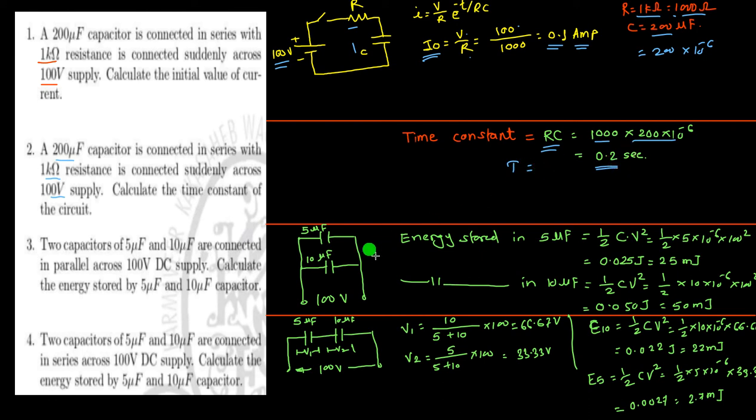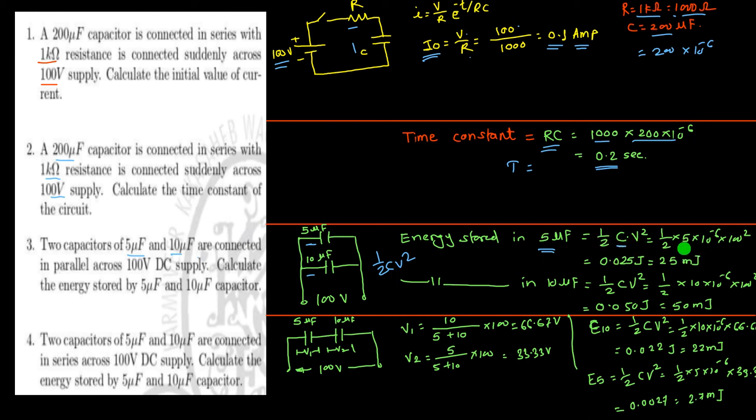When two capacitors of 5 microfarad and 10 microfarad are connected in parallel across the 100 volt supply, calculate the energy stored by each. Okay, so the voltage applied is the same, and we know that the energy stored formula is 1/2 CV square. So the energy stored in the 5 microfarad capacitor is 1/2 CV square.